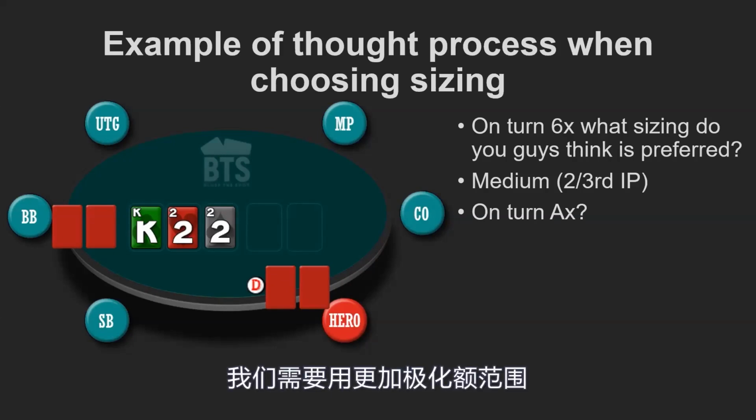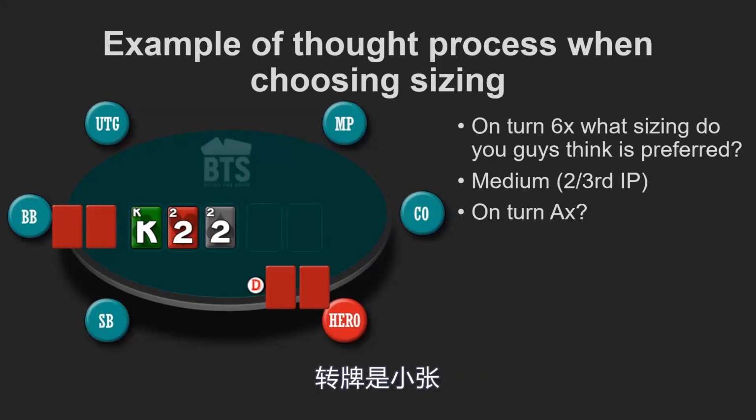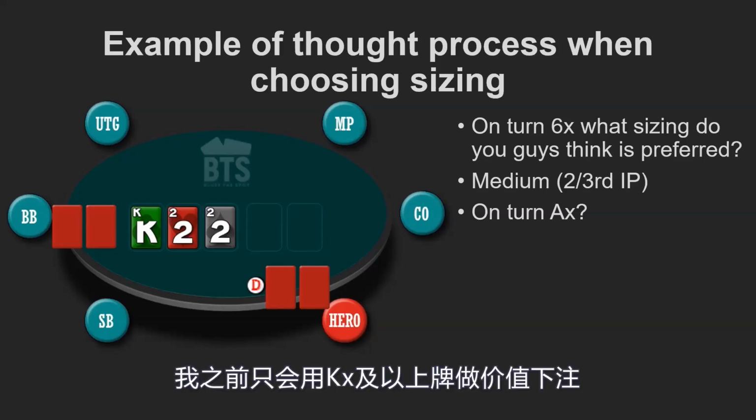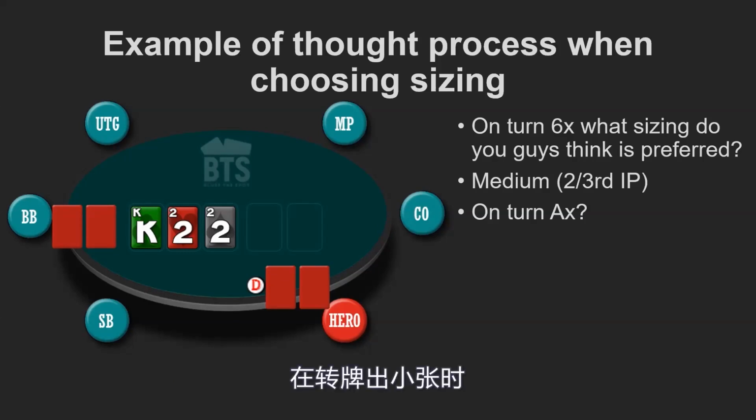So on the turn, we need to use a more polarized strategy. Here, I'm doing this example on a specific turn where it's king deuce deuce and the turn is low. In those situations, before, I was only polarizing myself to something like a king or better, but I thought that this wasn't the right strategy. So on a really low turn, let's say the turn is a 3, a 4, a 5, a 6, we can still be betting somewhat aggressively with a regular 2/3 sizing.